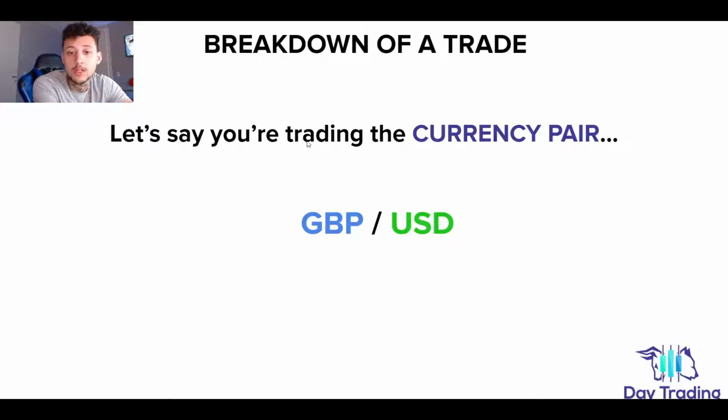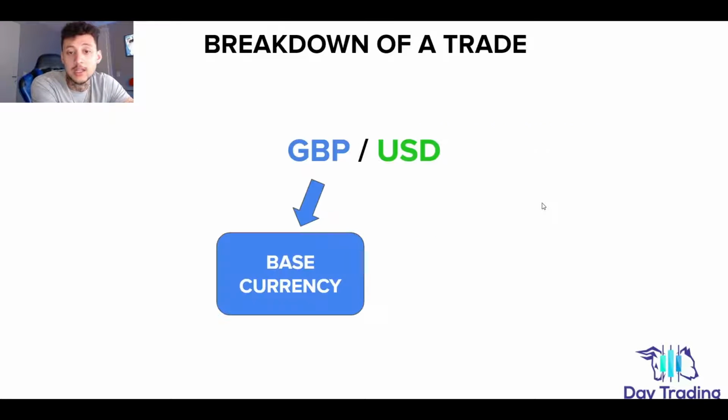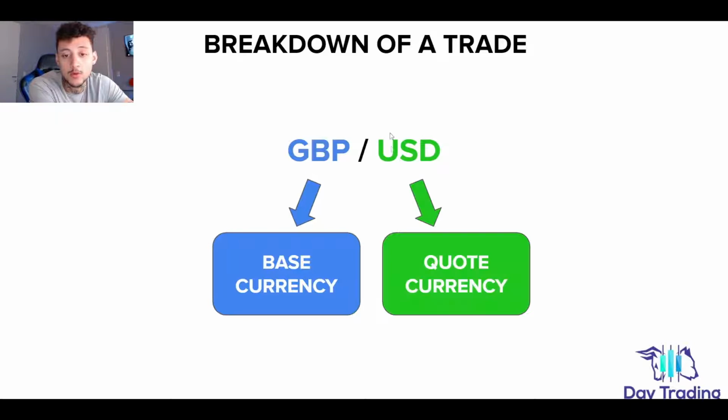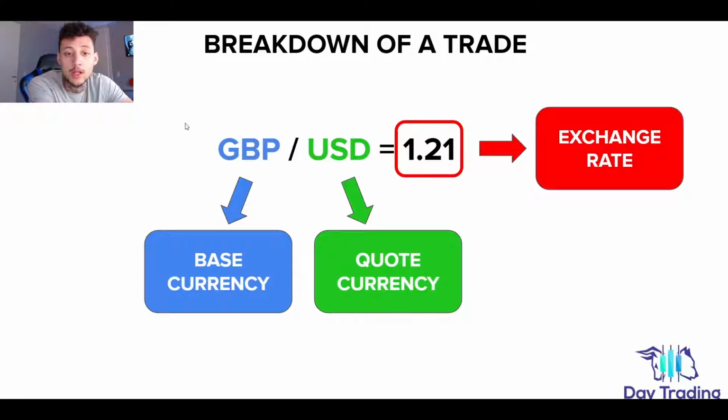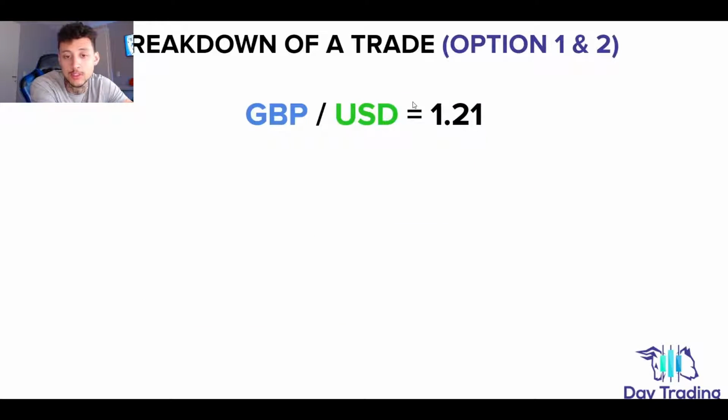Now let's go over the breakdown of a trade. Let's say you're going to be trading the currency pair GBP USD, which, again, let's go back to the basics. GBP is going to be our base currency, and the USD is going to be our quote currency, right? And now GBP USD is trading at 1.21, which is the current exchange rate. Let's just say 1.21 is the current price between the bid and the ask of the exchange rate that the brokers are going to be selling to us.